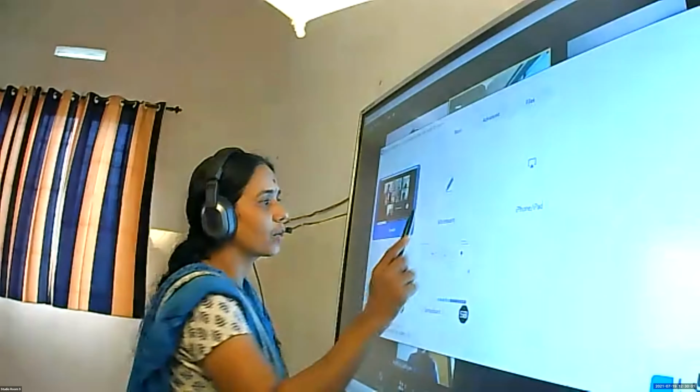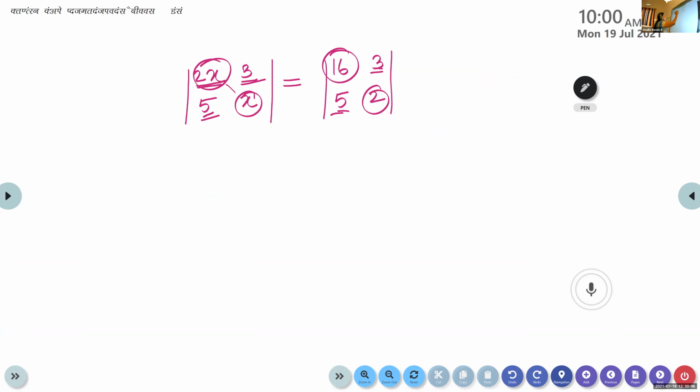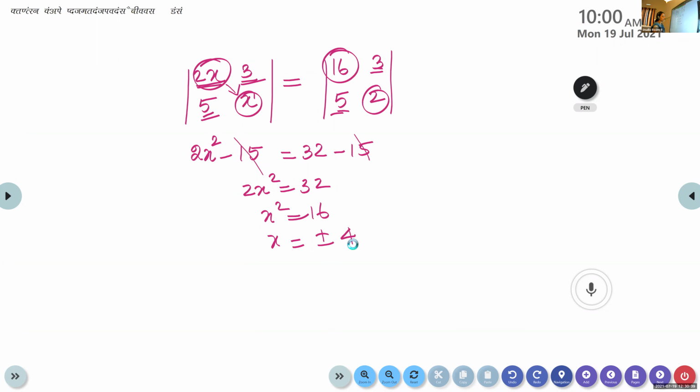Here we have to equate the values. The value of the determinant means we multiply the diagonals. 2x into x gives 2x squared, minus 15, is equal to 32 minus 15. Now solve this and find the values of x. We want only the positive value. So 15 will cancel. So 2x squared is 32, x squared is 16. x is equal to plus or minus 4.